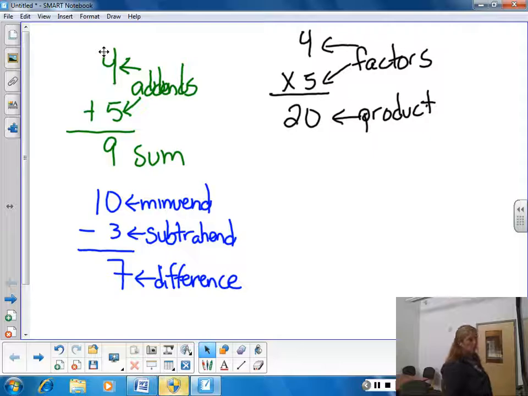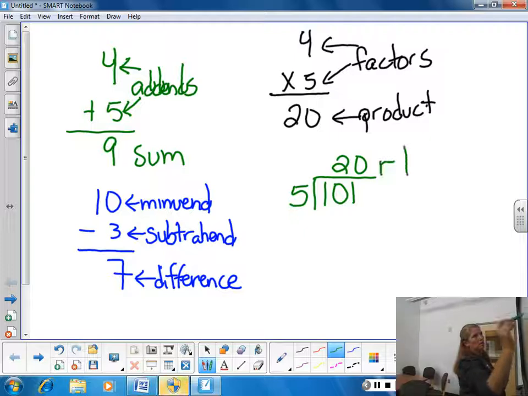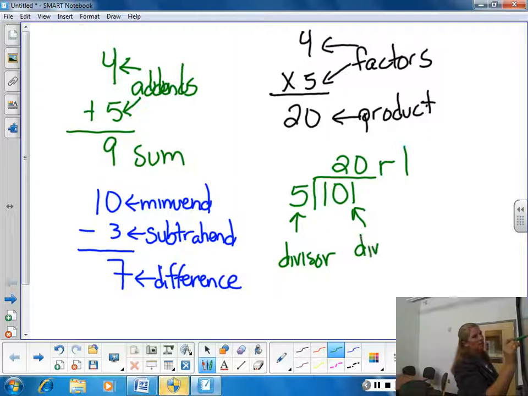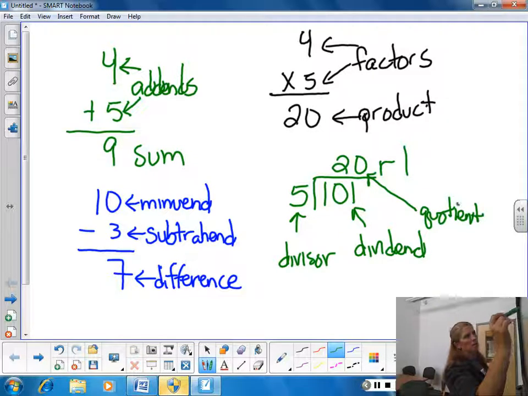And then, of course, if you're dividing, you have a lot of terms. You have a divisor, you have a dividend, you have the quotient, you have the remainder.